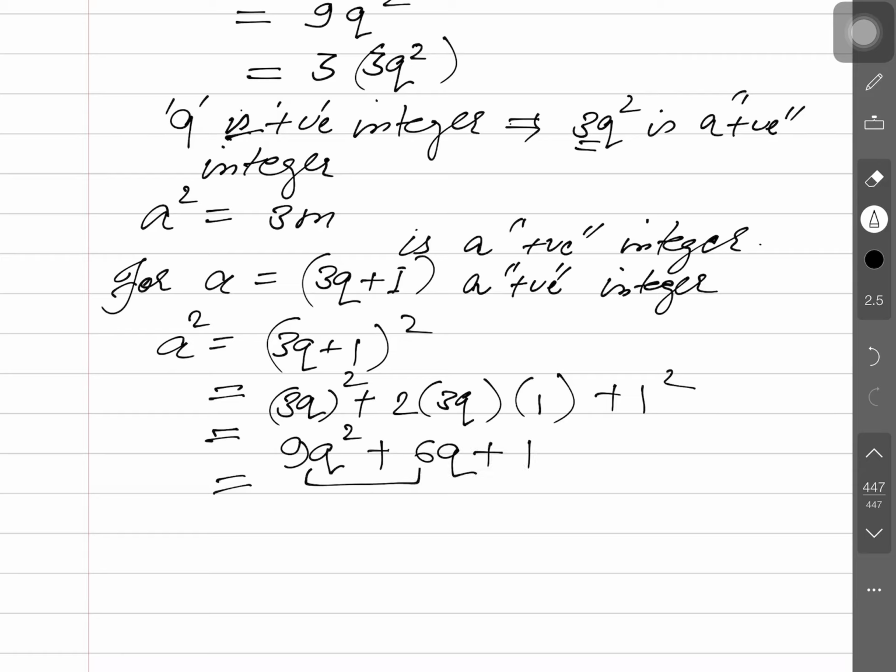So what is to be taken common in them? 3 is there: 3q square plus 2q. So what shall it be? Yeah, it's 3m plus 1. So you must understand here that the square of any positive integer is of this form.